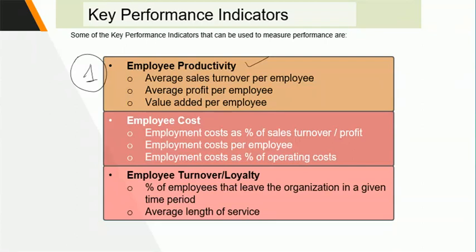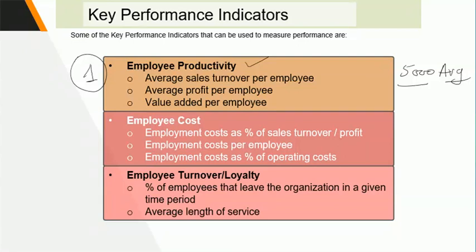So the key performance indicators for measuring the performance of an employee, the very first one, is the average sales turnover of the employees. Like in marketing jobs, you will have a target of selling like 5,000 products over a year. So they will see what the average of this sale is among the different sales employees.